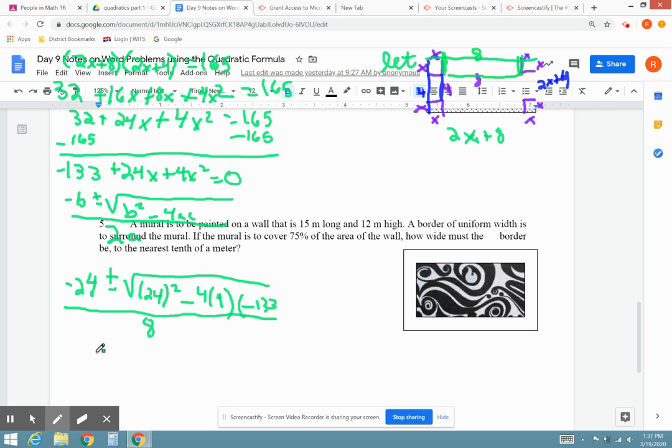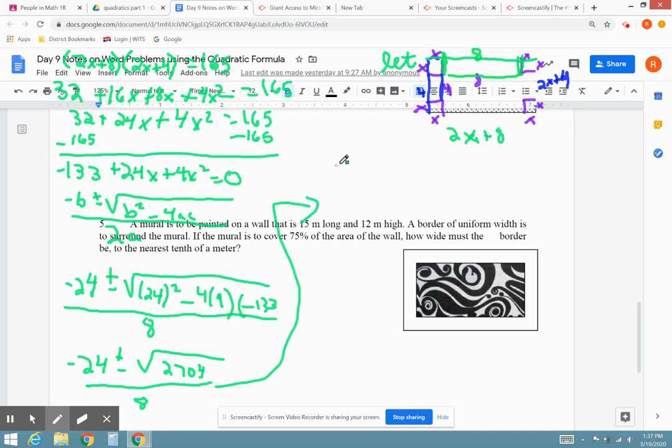Just trying to save some steps and room here. Do all this math. You should get negative 24 plus or minus the square root of 2,704 over 8. Okay. The square root of 2,704 doesn't look like it would be whole, but it actually is. So make sure you always check that in your calculator. Don't just assume. So you get negative 24 plus or minus 52 over 8.